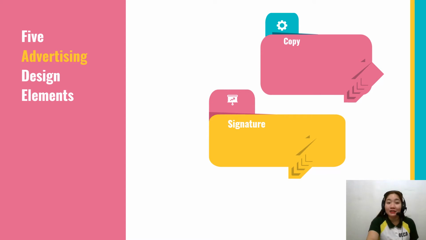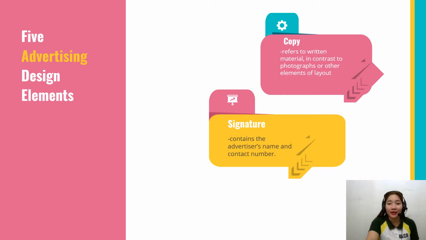Okay? We also have the copy. So the copy refers to a written material, in contrast to the photographs or other elements of the layout. So it is the written part of an advertisement. So effective copy is important even in visually oriented advertising messages. Okay, we also have the signature. So the signature contains the advertiser's name and contact number.